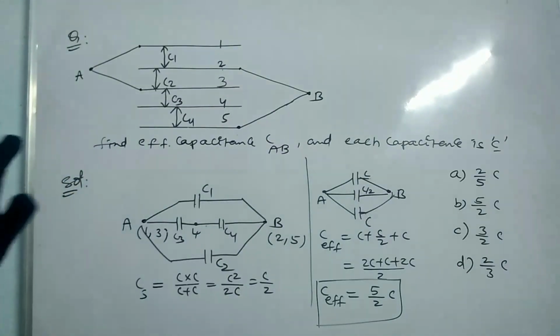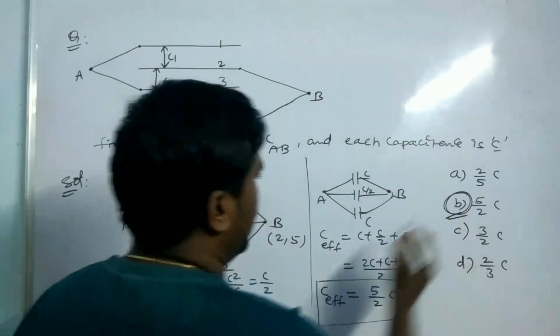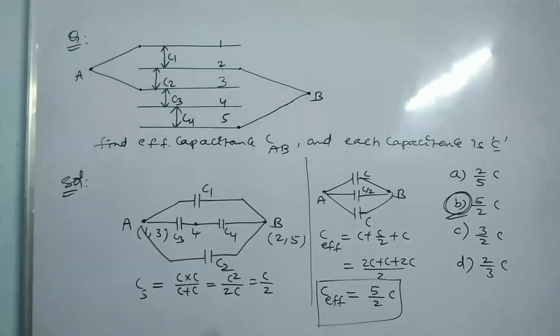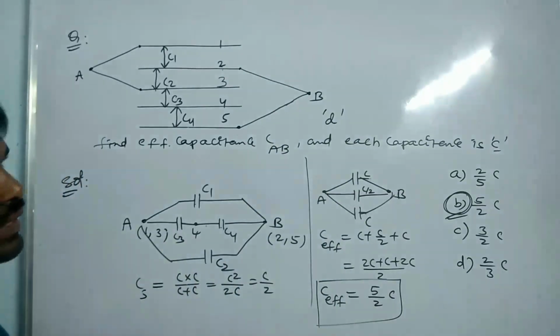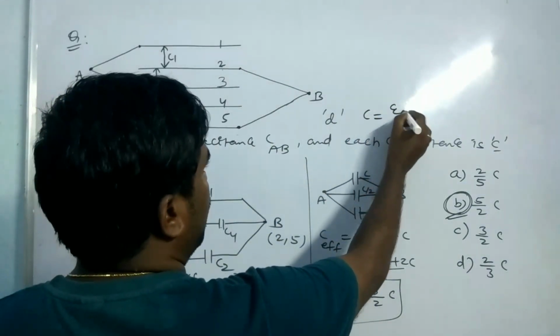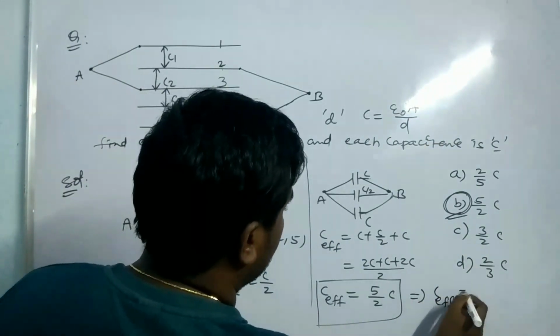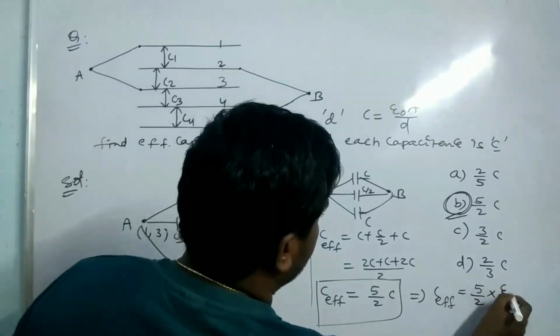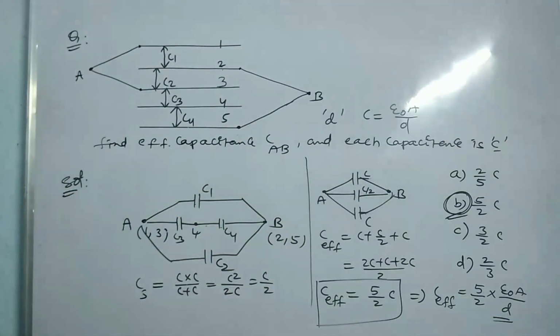Clear? This is the method to find it very easily. 5 by 2 C is the right option here. If the gap between the plates is D, then the capacitance C equals epsilon naught A by D, hence C effective equals 5 by 2 epsilon naught A by D. This is a very important method to find the effective capacitance. Let's see one more example.